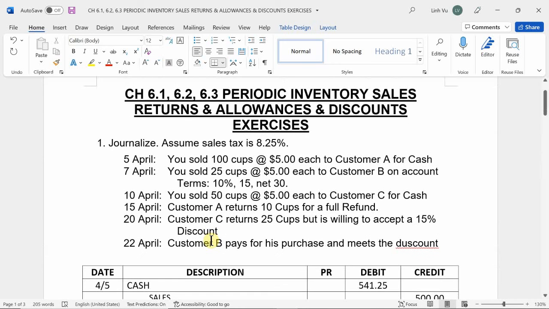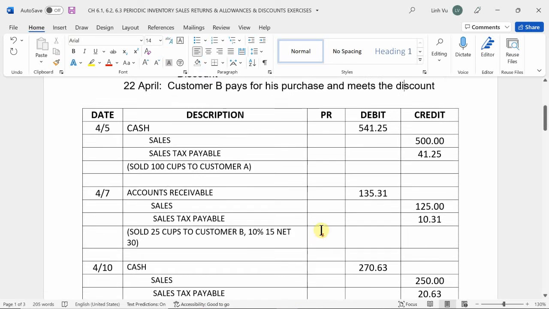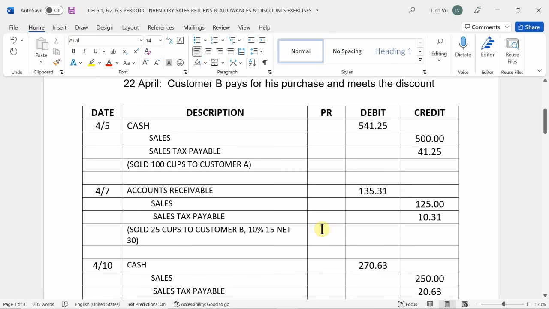Last but not least, on April 22nd, customer B decides to pay for his purchases and meets the discount. Okay. So customer B decides to pay on the 22nd. So let's see, when did we charge customer B in the first place? We charged him on April 7, right? So in this case, let's take a look at my journal. April 7, accounts receivable.